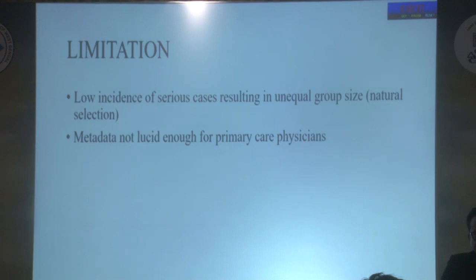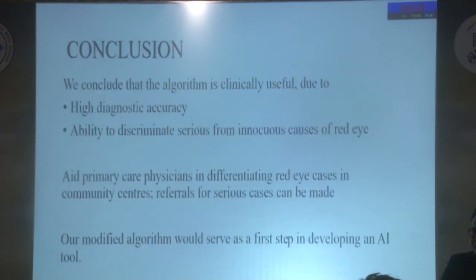Our limitation is that we had a lower incidence of serious cases. This could be because of natural selection. And the metadata may not have been lucid enough for the primary care physicians. We conclude that this algorithm is clinically useful because of its high diagnostic accuracy and its ability to discriminate between the groups. This would really aid the primary care physicians in differentiating the red eye causes, because they will know which are the serious cases that need to be referred. And our modified algorithm would serve as our first step in probably developing an AI tool. Thank you.